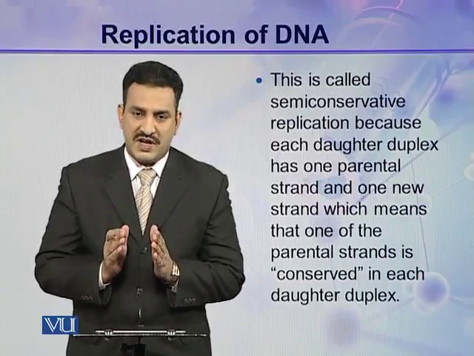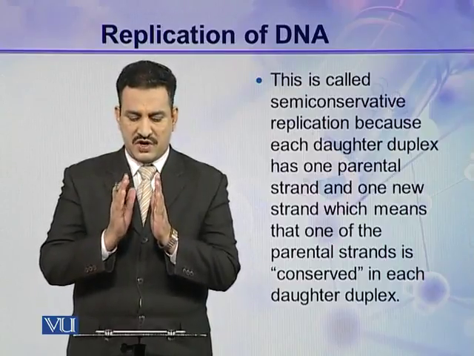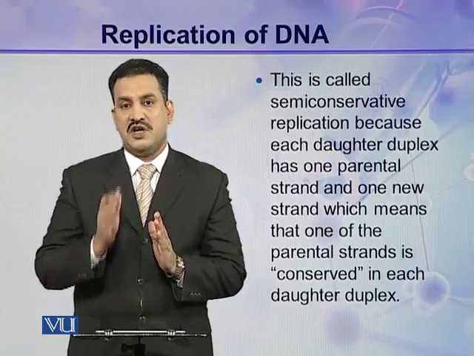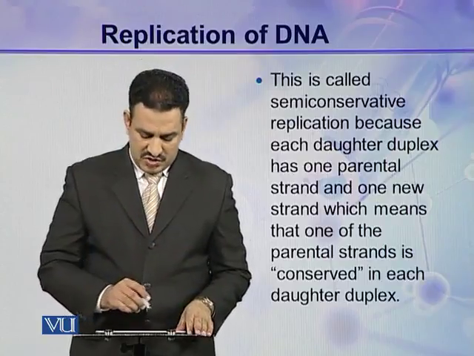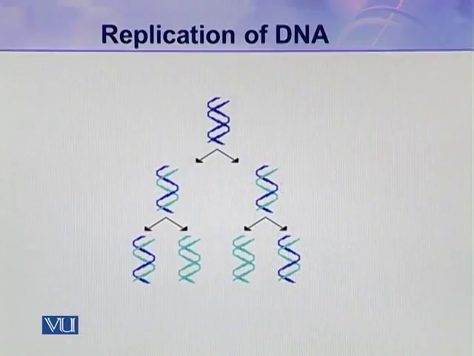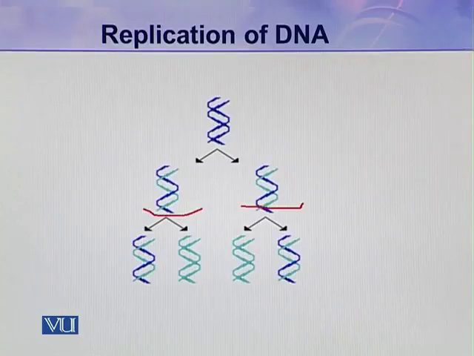So in the daughter duplex, there are two strands. One of those strands is the parental strand, which is the conserved strand, and the other one is a newly synthesized strand. So that's why this is called semi-conservative replication. So in this diagram, you can see when a DNA replicates, it makes two new DNA, and in the new DNA duplex, one strand, as you can see this blue one, is the parental strand, and the other, which is light green in color, is the new one.